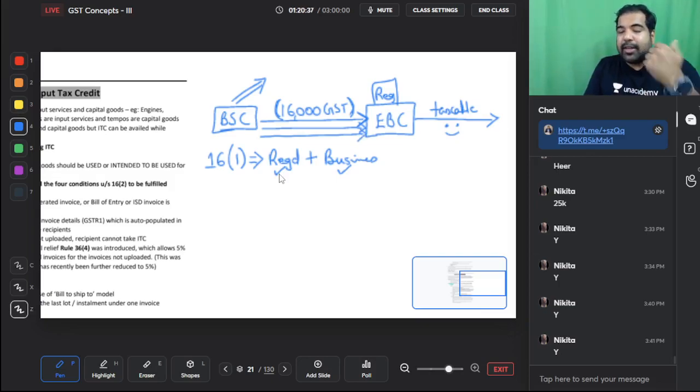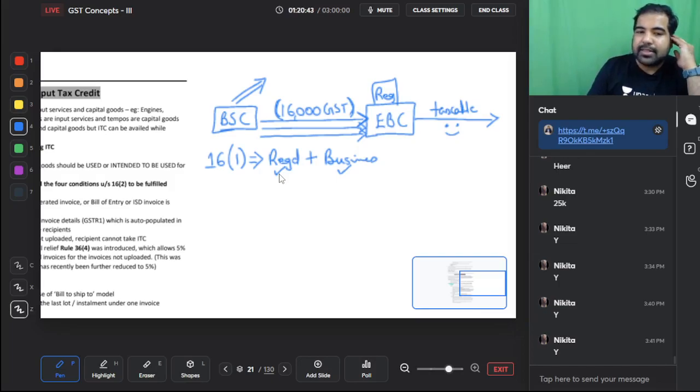Using means even intended to be used. That means even the stock, even the batteries which are lying in stock, which will be used for business, you will get a credit of that. Yes. So two conditions, you should be using them for business and you should be registered. Is electric bike fulfilling the two conditions? Yes. Next, let's go to the next condition, section 16.2. Very important from an exam perspective, this next condition.